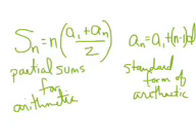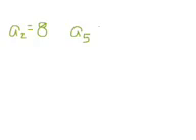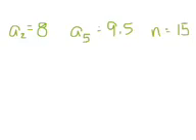So the scenario that was posed to me was they were given that the second term was 8 and the fifth term was 9.5. Also, they wanted to find the sum of the first 15 terms. So the way that you have to set this up is that we have to use the standard form first, because we need to know the first term and the difference. In order for us to solve this, we need those two pieces of information.